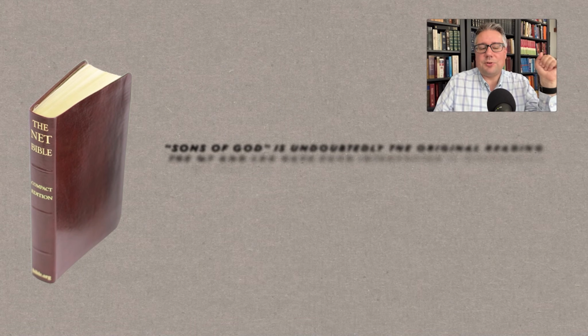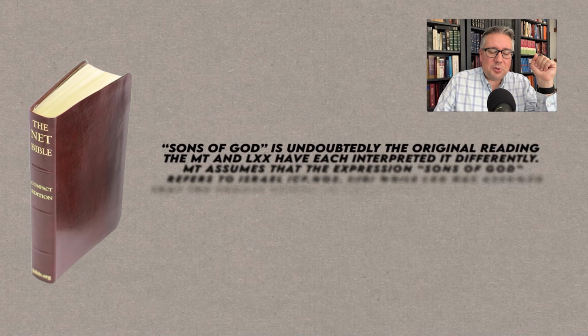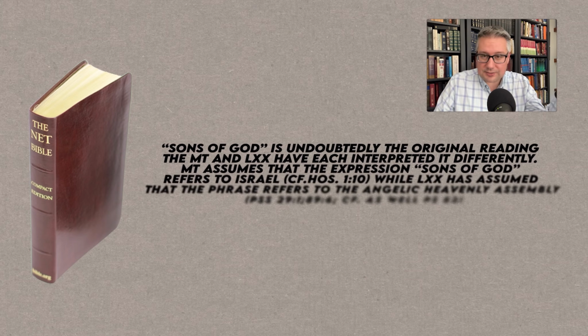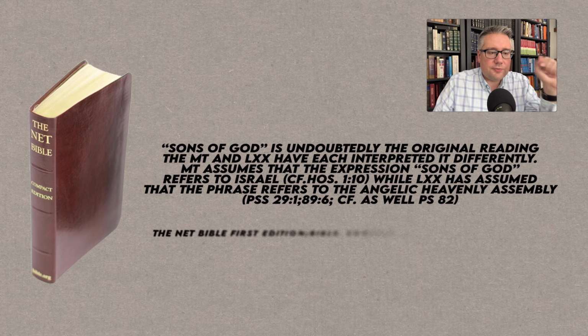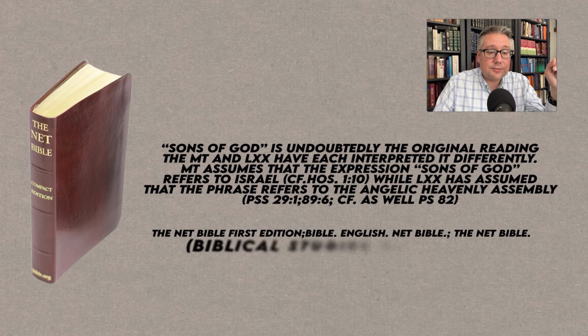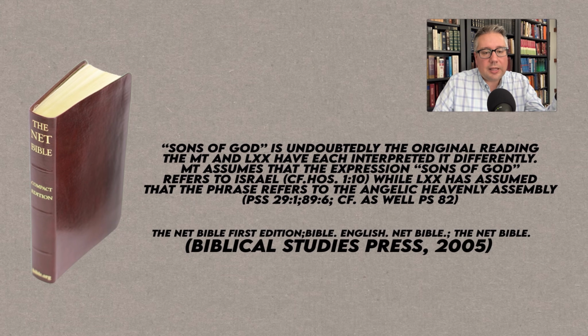Even if you disagree with the notes, it has excellent notes. And according to the NET Bible's editors, they say the sons of God is undoubtedly the original reading. I think that's a pretty bold statement. It says the MT, that is the Masoretic text, and LXX have each interpreted it differently. MT assumes the expression sons of God refers to Israel, while LXX has assumed that the phrase refers to the angelic heavenly assembly.